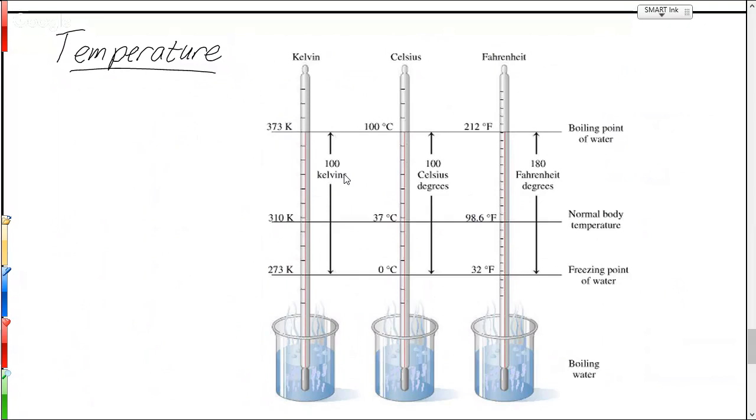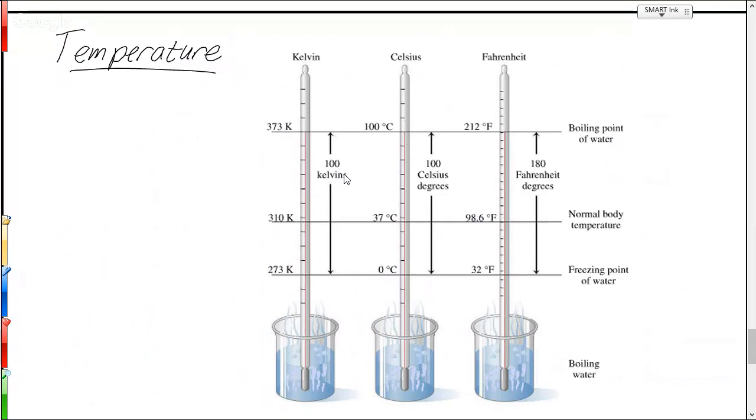But they also start in different places because 0C is the freezing point of water and 0F is much colder than the freezing point of water. So to convert between those, you actually have to use a special equation and you plug the number in one side or the other. And we'll look at that in a minute, but you won't have to just be able to do that off the top of your head.